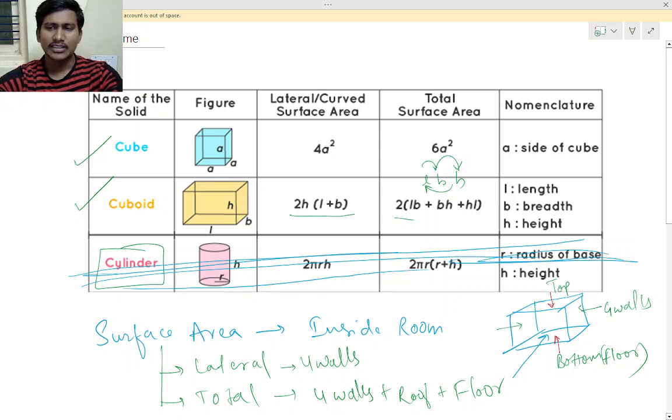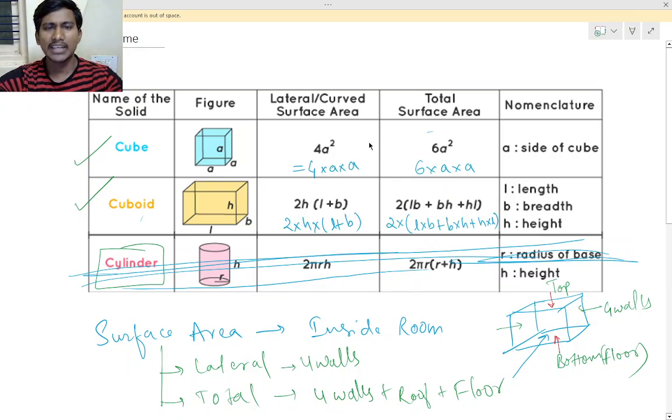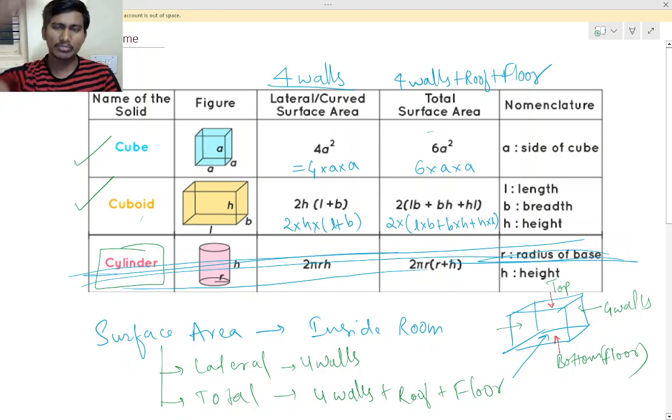So here students, what do you mean by lateral surface area? I told you yesterday. Lateral surface area means 4 walls on the side. Total surface area means 4 walls and also roof and floor. Both will be there. 4 walls with roof and floor. Understand?